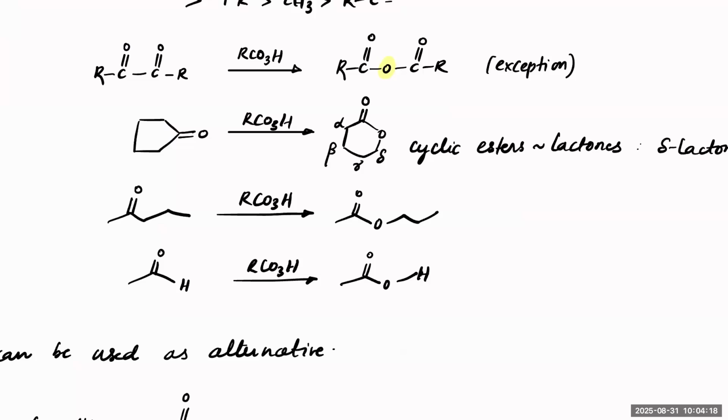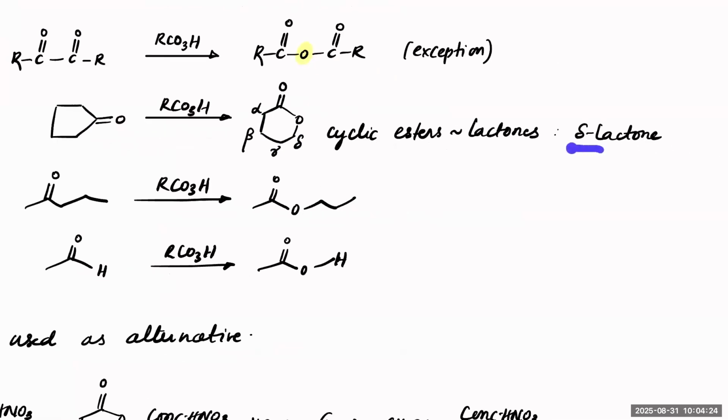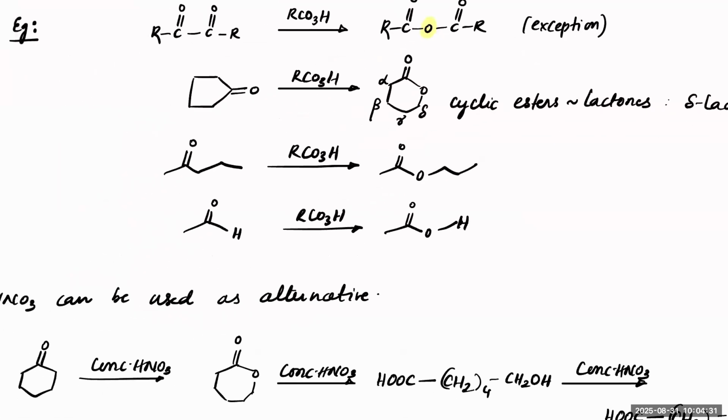Okay. And this is alpha position, beta, gamma, delta. At delta position, we have an ester form. So that's why it is called delta lactone. All the cyclic esters are called lactones. Now on this side there is methyl, on this side there is ethyl. So ethyl has a better migrating aptitude. Here propyl has better migrating aptitude. So you insert oxygen here.